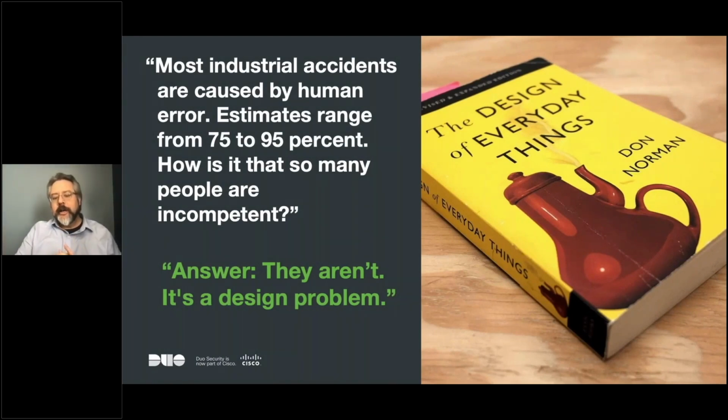I just saw a Gartner talk where they said 95% of breaches are caused by people making mistakes. And I was so frustrated after doing a pen test and finding all the errors in our environment. And I came across this line from Don Norman where he says, most industrial accidents are caused by human error, right? Estimates range from 75 to 95%. So how is it people can be so incompetent? I'm like, yes, how can they be so incompetent? Tell me, Don Norman, so I know what to do. And they're like, yeah, they're not.